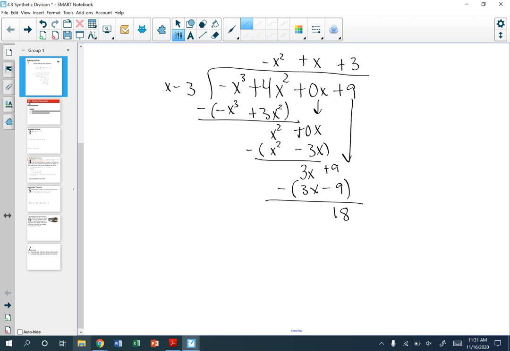So I can plus 18. And remember that we put 18 over our divisor, x minus 3. Here's my answer.